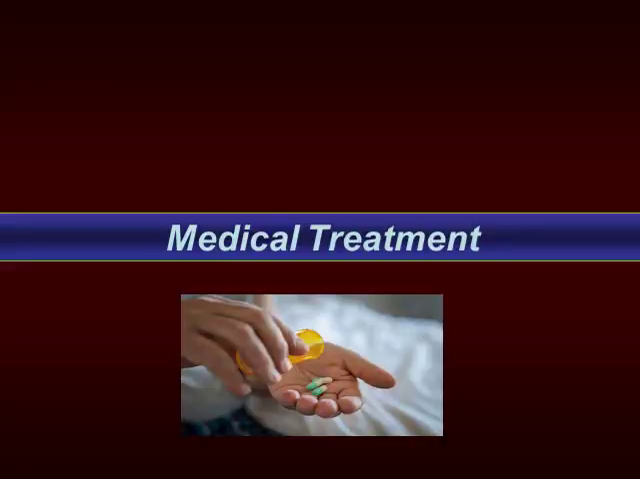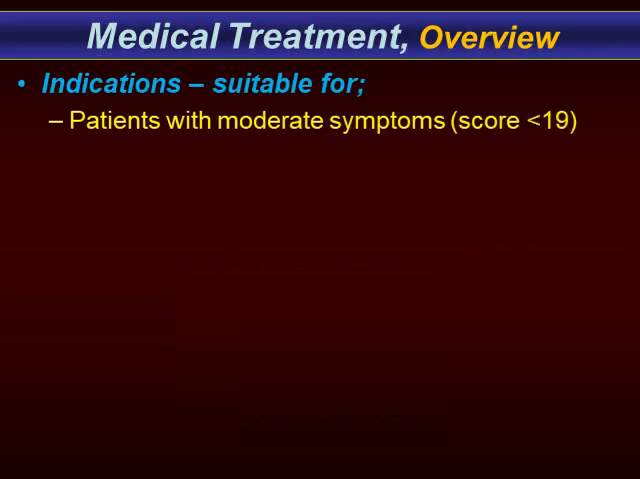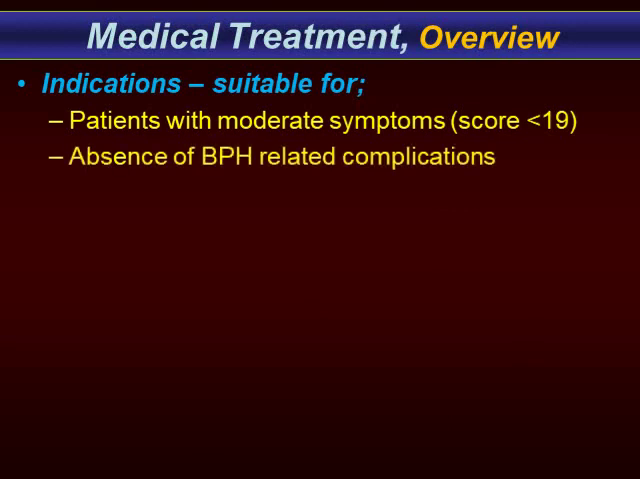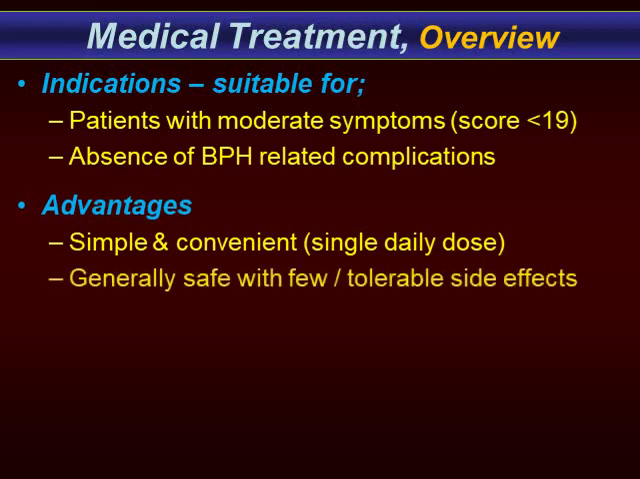Medical treatment, I give drugs, medications to the patient. This would be suitable for patients with a moderate score, less than 19, and absence of BPH complications. I can't give a medical treatment for a patient with a complication. The advantage of medical treatment is that it is simple and convenient. Most drugs are used as a single daily dose, generally safe, with few side effects, usually tolerable or can be dealt with.